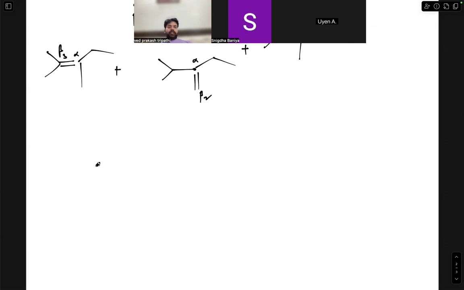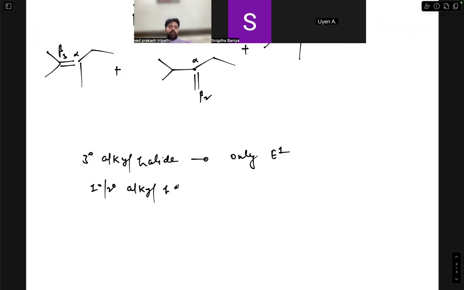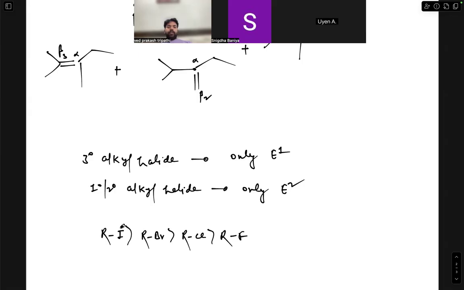Now we can say a 3-degree alkyl halide gives only E1. And if you have a 1-degree or 2-degree alkyl halide, only E2. And the rate for the leaving group would be: iodine is the best, then bromine, then chlorine, then fluorine. Because iodine is the best leaving group.